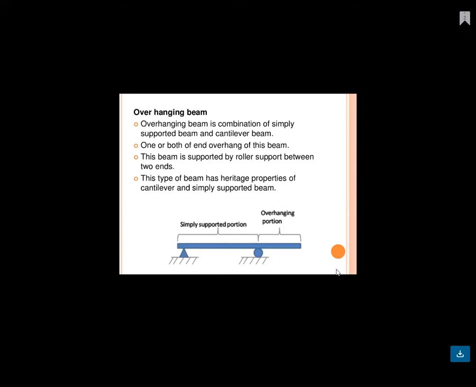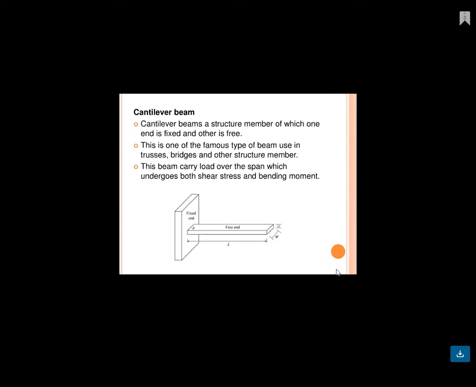Now next is the overhanging beam. The overhanging beam is a combination of simply supported beam and cantilever beam. One or both ends of this beam overhang. This beam is supported by roller supports between the two ends. You can see in the figure the overhanging portion and the simply supported portion. Now next is the cantilever beam. You can see one end is fixed and the other end is free. So a cantilever beam is a structural member of which one end is fixed and the other is free.